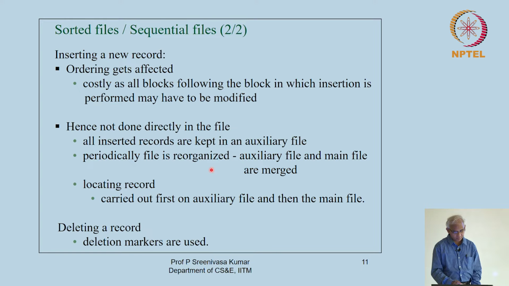So if you are using an auxiliary file, then for locating a record, you first do a search on the auxiliary file first, because there are a fewer number of records there, and they'll probably be just fitting in a few blocks. So you will be able to quickly find out whether the record that is being requested for is there in that. If it is not there, then you go to the main data file and then do a standard search.